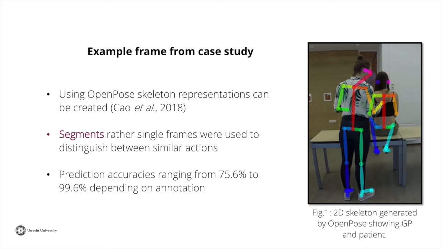We found that using segments of videos, as opposed to single frames, was better for distinguishing between similar actions. For example, during palpation of the abdomen, both hands are pressed on the abdomen, while during percussion, one hand is not released from the abdomen while the other is. Therefore, percussion is easily confused with palpation, but in segments it is more easily distinguishable.